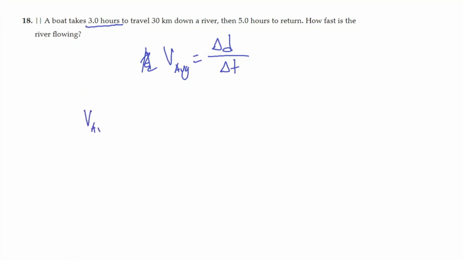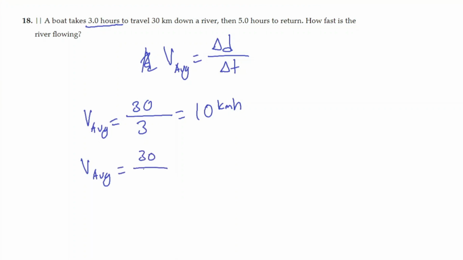For the first trip, the distance is going to be 30 kilometers, and the time we're going to set in terms of hours. So our average velocity is going to be 10 kilometers per hour. And then for the second trip back, we're going to have distance over delta t again, which is going to be 5 hours. So on the way back, his average velocity is going to be 6 kilometers per hour.